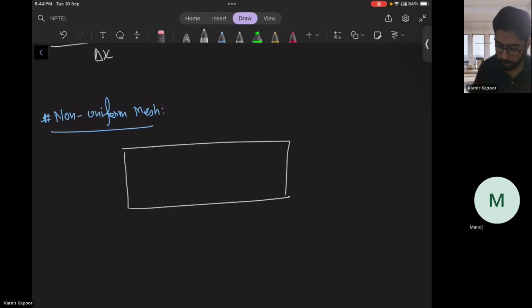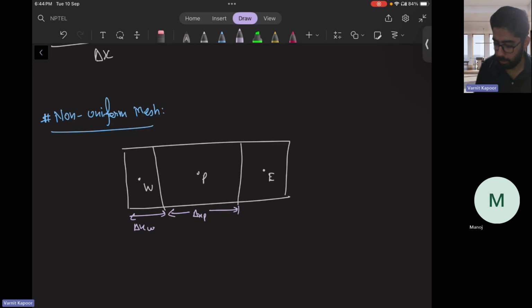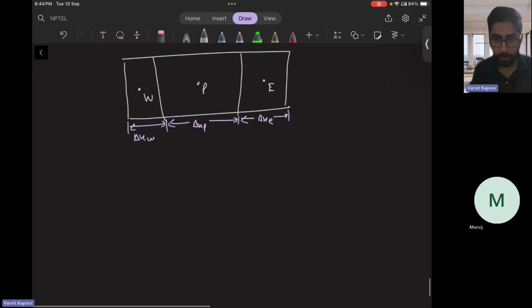This is your point P, this is your base node, east node. Now this time, these will be different. Del XW, this is del XP, and this will be del XE. Okay. So mean value approximation is second order accurate even for non-uniform meshes here. Okay, let's see. So if you see here, gradient approximation.